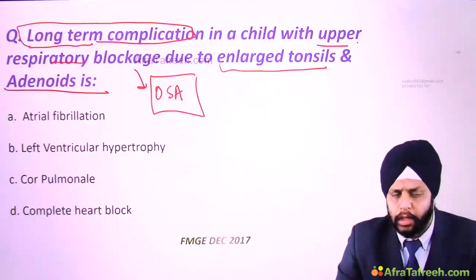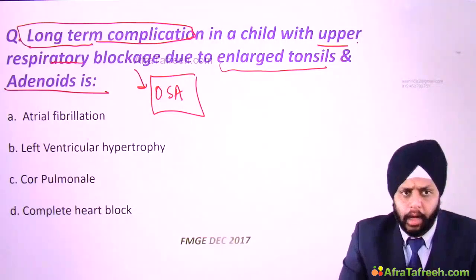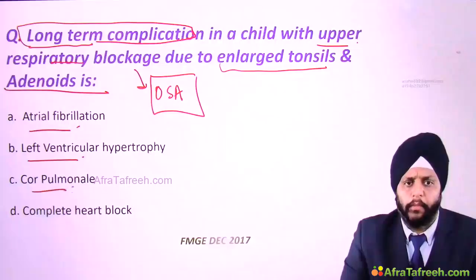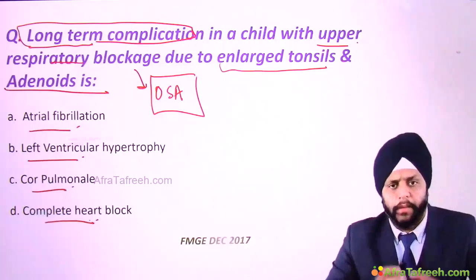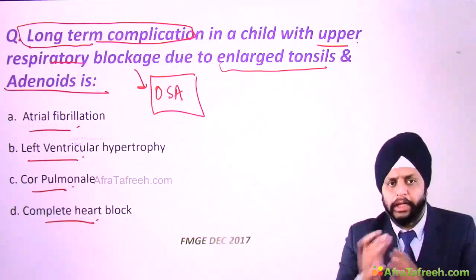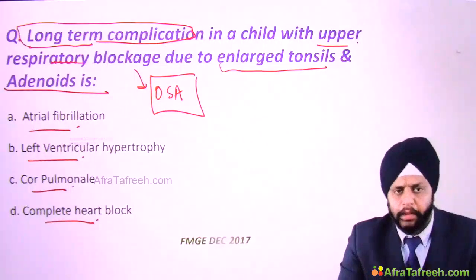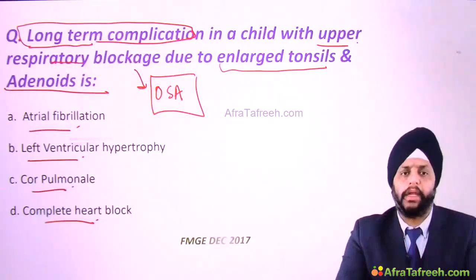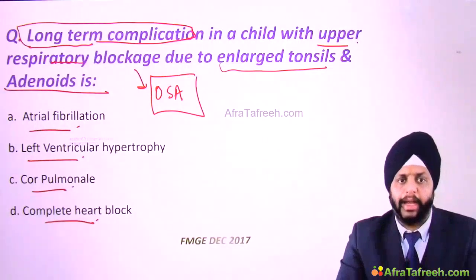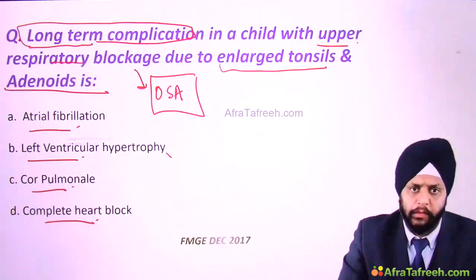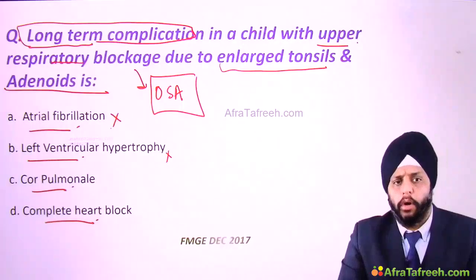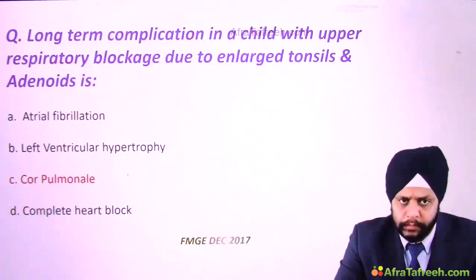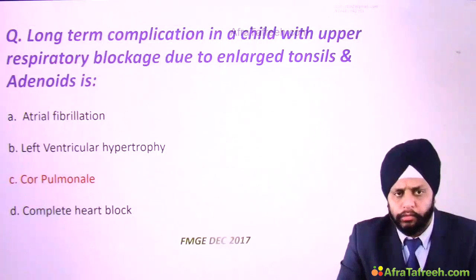And let's see what are the answers. Answers are about the lungs and the heart. You see, atrial fibrillation, left ventricular hypertrophy, cor pulmonale, complete heart block. So they are talking about obstructive sleep apnea, but the complications are in the lungs or in the heart. So we know that OSA causes mainly pulmonary arterial hypertension and right ventricular hypertrophy. Okay, so this is wrong. And it causes cor pulmonale. So our answer to this question is cor pulmonale. Right? So that's the answer to our question.